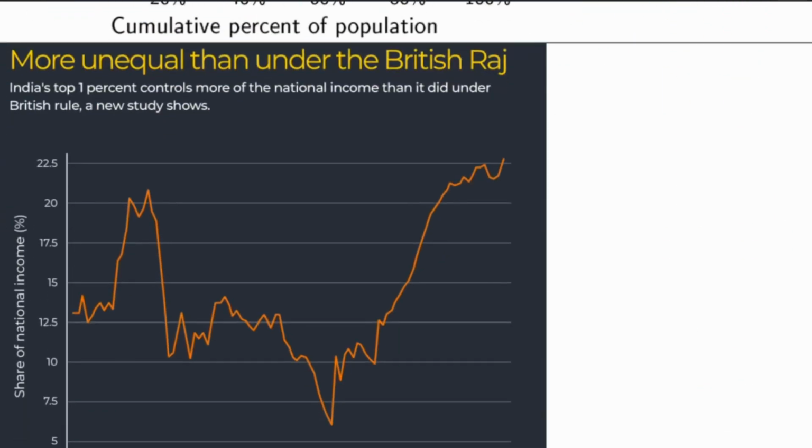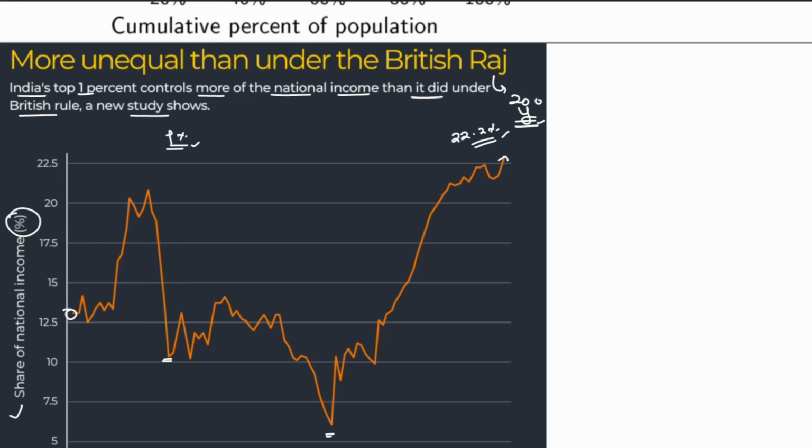Okay, so now let's see that India is more unequal now than under the British Raj. That means even 200 years before we had less inequality. So let's see what it is wanting to say, that India's top 1% control more of the national income than it did under the British rule, a new study shows. So what does this say? Share of the national income in percentage of the top 1% people. Okay, so it fell during this time. We can see a fall during this time, 1982 and so on. And 1922, even under the British Raj, it was around 12.5%. Now it has exceeded 22.5%.